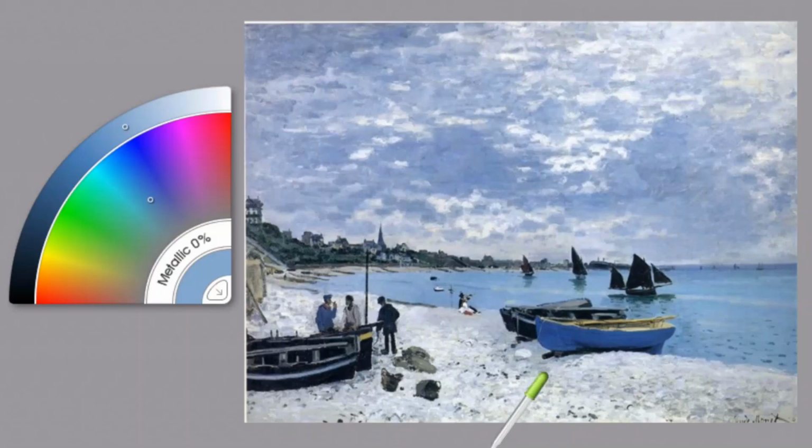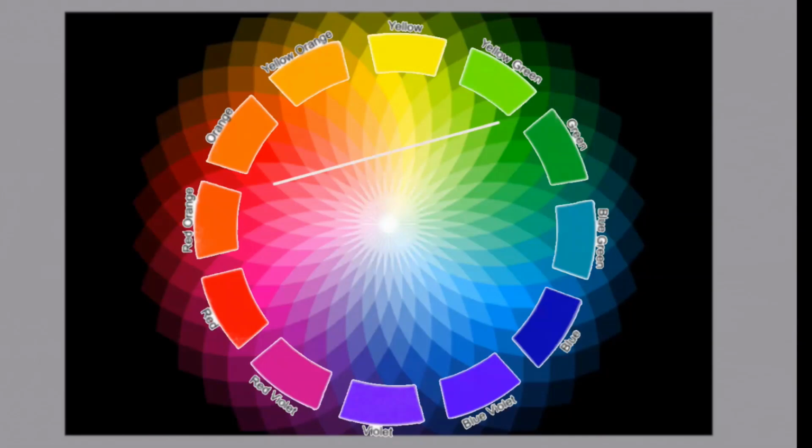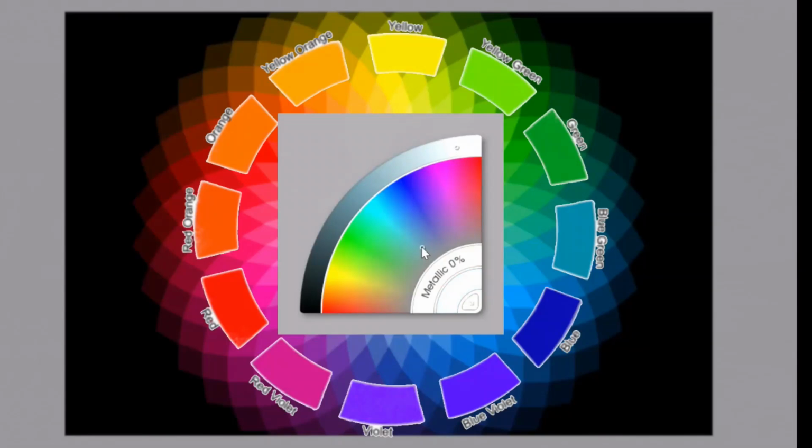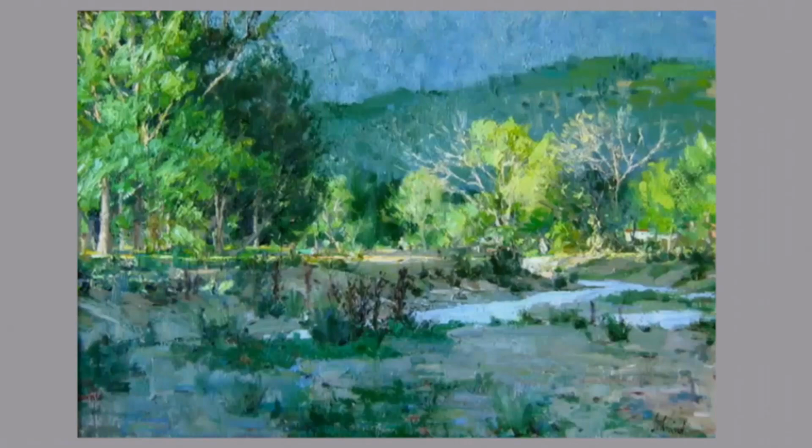Another scheme that we have, a possible one to work with, is the analogous scheme. And that is the scheme that involves only colors that are closely related, only hues that are closely related on the color wheel. But these can also be in all their variations of values and all their variations of saturations. This painting by Richard Schmid is a good example of a painting done with the analogous scheme. So let's look at the painting scheme first of all.